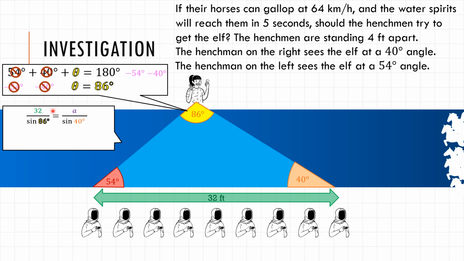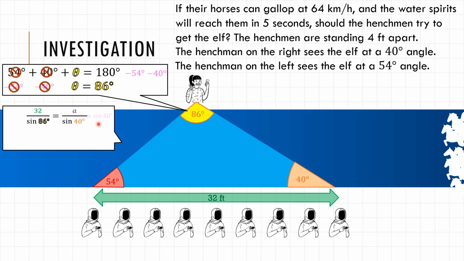So sine law, all I need is a side and its opposing angle. So here I've got that, this side 32, and this opposing angle here 86 degrees. And that's equal to some other side and its opposite angle. So I'll say this here is side A, and this opposing angle here is 40 degrees. We want to find out what side A is, so we're going to try and isolate it.